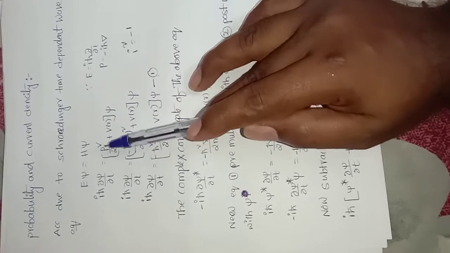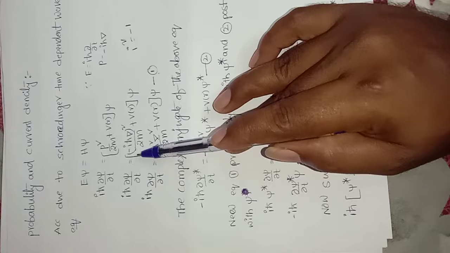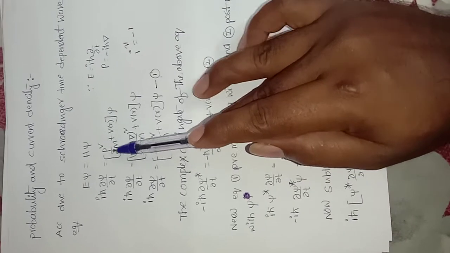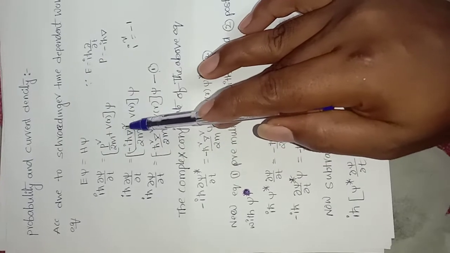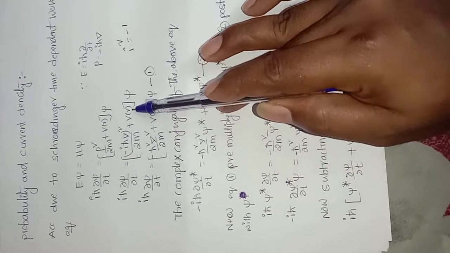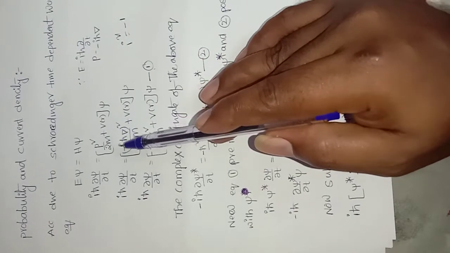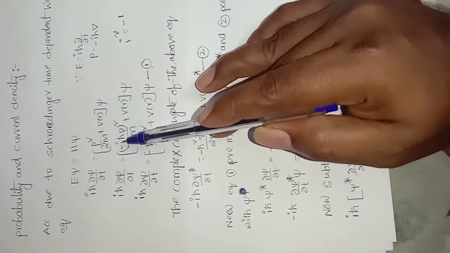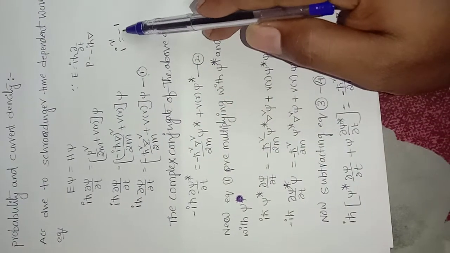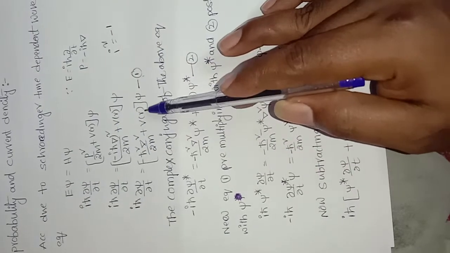Now substitute these values in the above equation. E psi equals H psi, so i h cross dou psi by dou t equals, with P replaced by minus i h cross del, minus i h cross del whole square by 2m plus V of r, into psi. Now apply the squaring on the bracket: minus i h cross del, minus into minus, plus i square becomes minus 1, that is minus h cross square del square by 2m plus V of r, into psi.